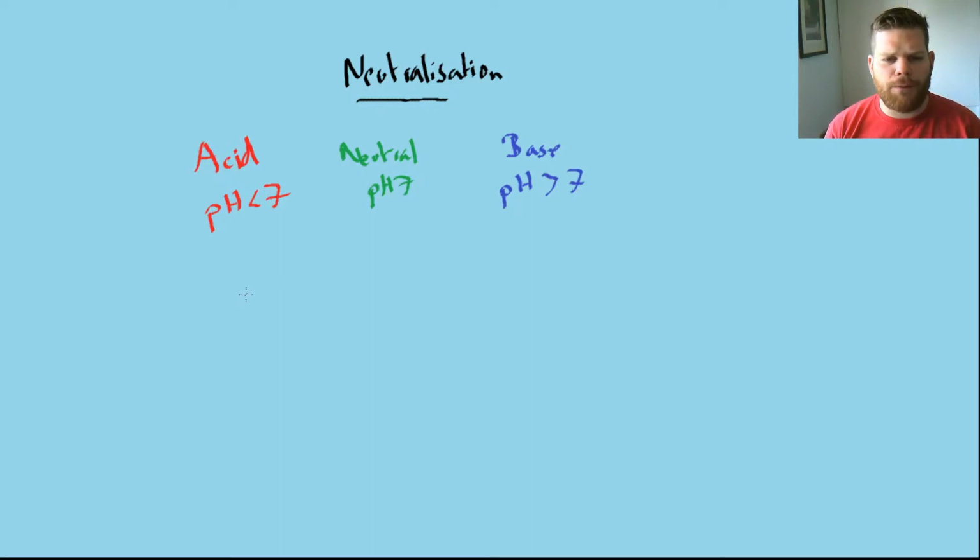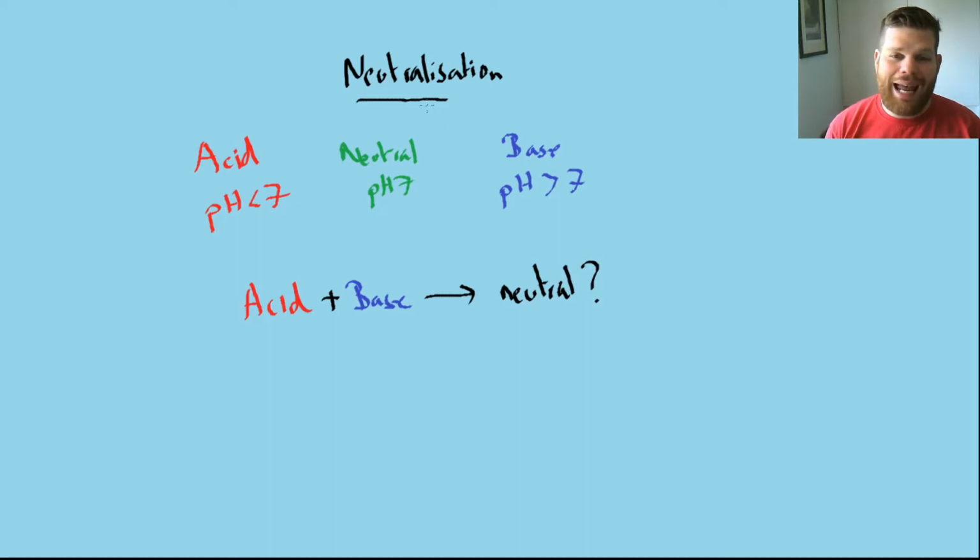So let's have a little think. If we were to add an acid to a base, so we take our acid, which has a pH less than 7, and we react it with a base, what might actually happen? One of the other ways of thinking about acids and bases is that they're opposites of each other. When you add opposite things together, they'll cancel each other out. So if we're adding an acid to a base, we're going to end up with something that's neutral. That's only going to happen if we add these in equal amounts in which they react.